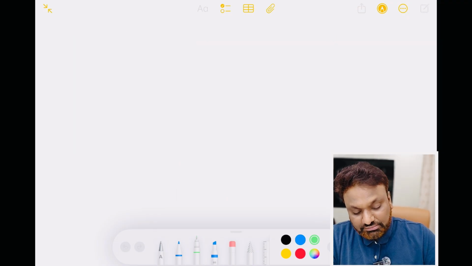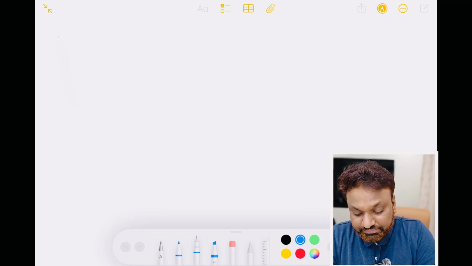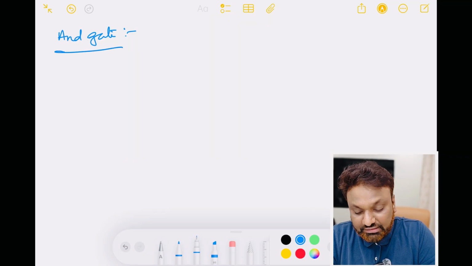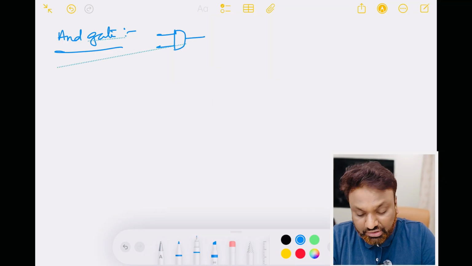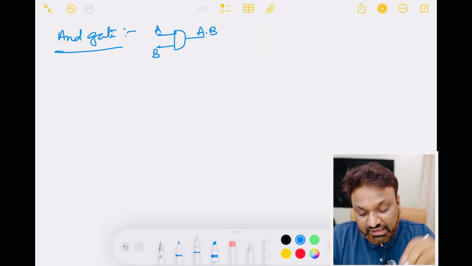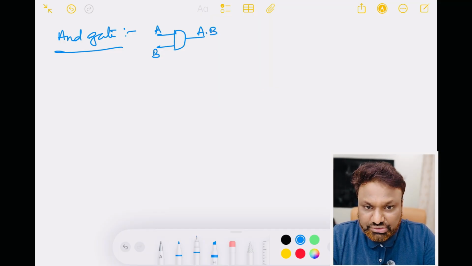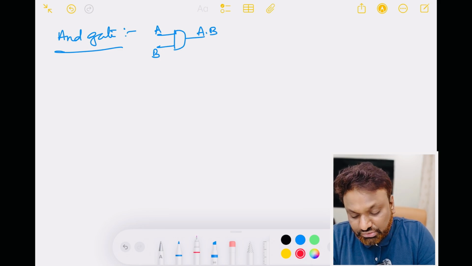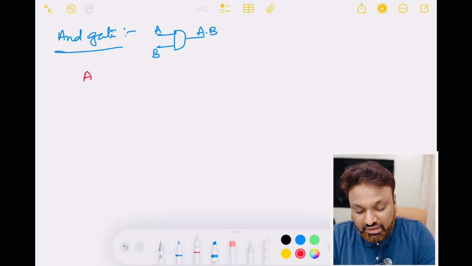Now we shall see the AND gate. So what is an AND gate? The symbol for this logic gate is this one. If I give A and B as the input, I get A into B as the output. As I said, A and B can have either 0 or 1. So let us have the truth table. A, B, and let us take Y. Y is equal to A into B.